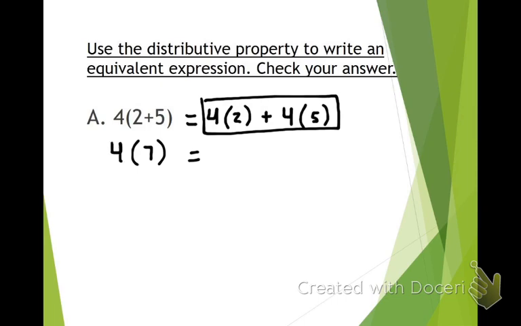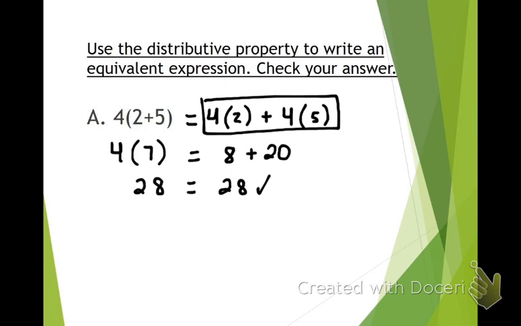Now let's go to the right. Ashley, what's 4 times 2? 8. Plus, what's 4 times 5? 20. Okay, now we're going to check out if this is correct or not. Go ahead and put your equal sign directly underneath so you can keep your work nice and neat. On the left-hand side, Kayla, what's 4 times 7? 28. And what's 8 plus 20? 28. Because that's correct. 28 does equal 28. You checked your answer and it worked out. So that's exactly how you write an equivalent expression, and that is how you check your answer.